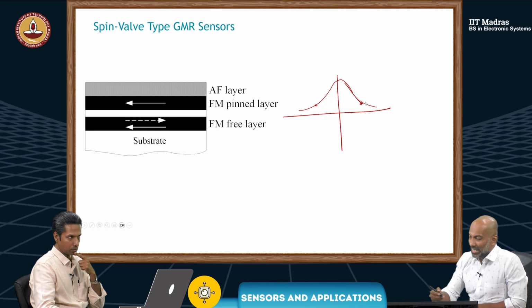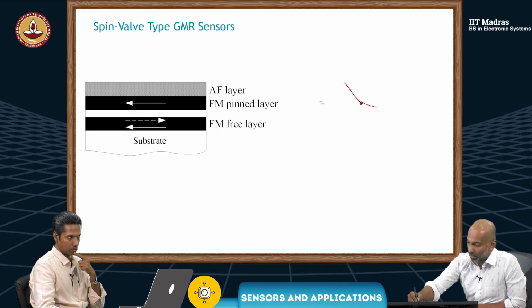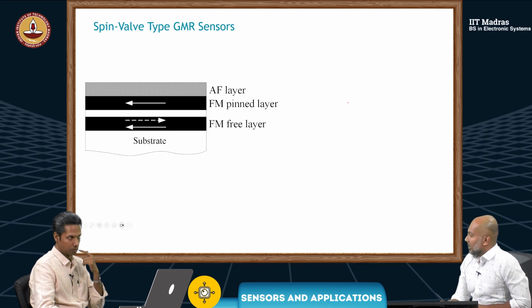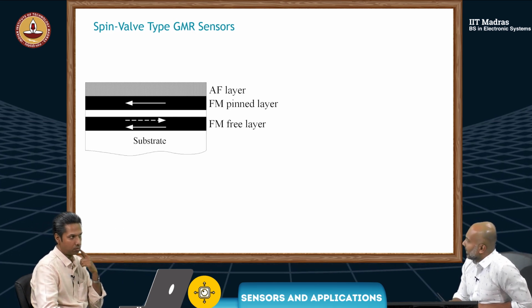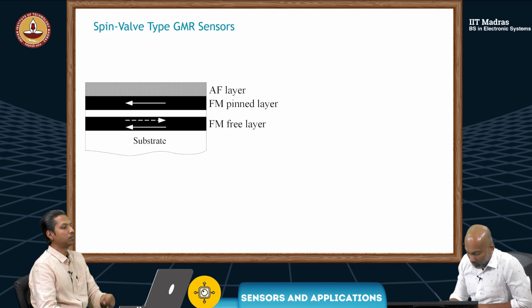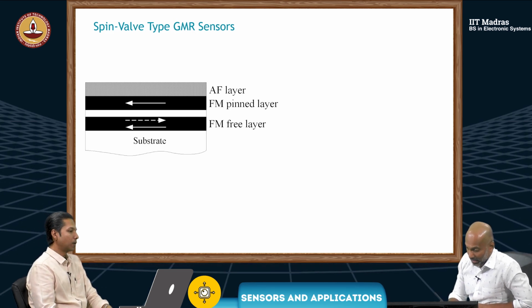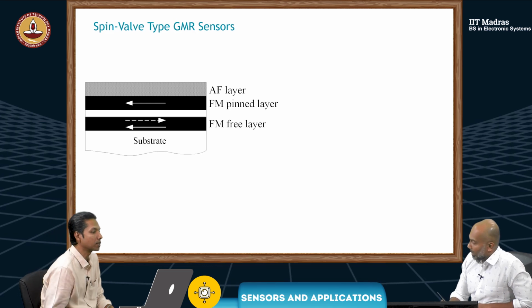Now, if you want proper linearity for the change in resistance with respect to magnetic field, one of the ways of doing that is by the structure that you see here. So what is the structure?